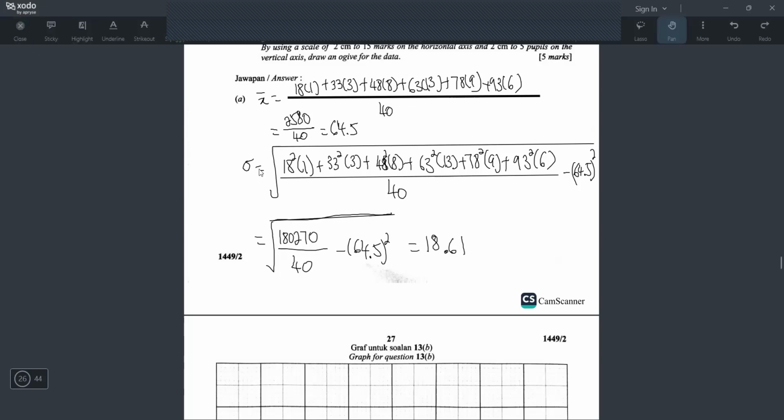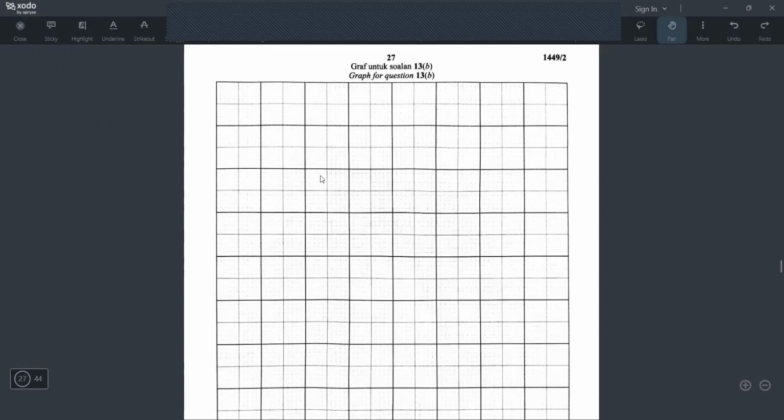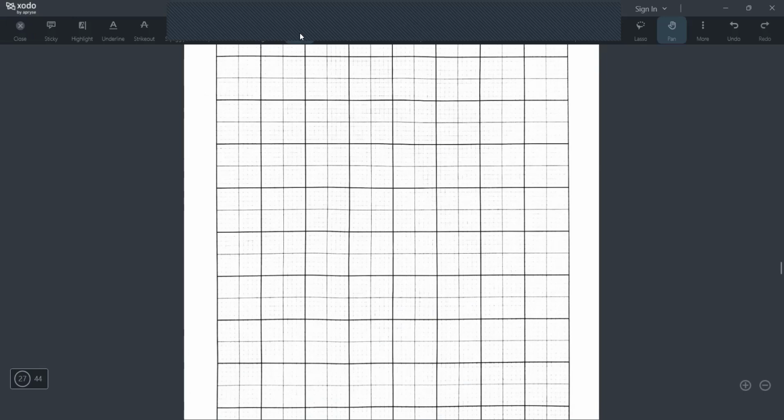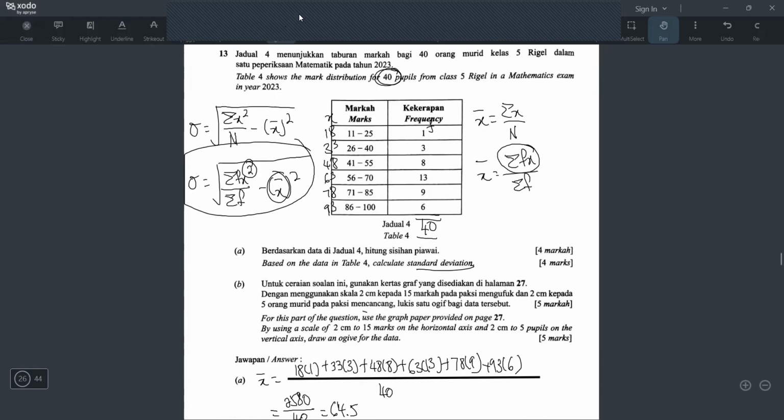All right, so they ask you to find standard deviation, 4 marks. So you get 4 marks for this. All right, okay, let's continue with B. B says what? For this part of question, use the graph paper provided on page 27. So let's see. Okay, they provide a graph paper here, but I don't like this graph paper because you can barely see the lines here, right? It's very blur. So I will not be using this graph paper. I'll use another graph paper later.